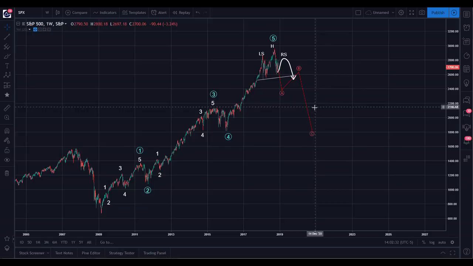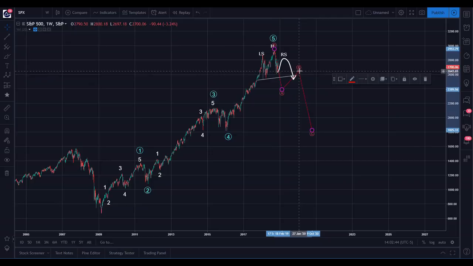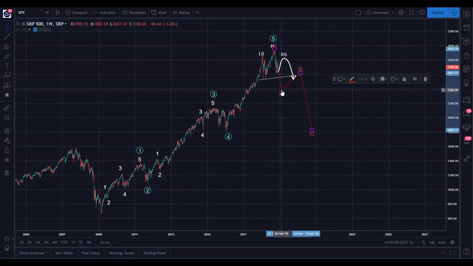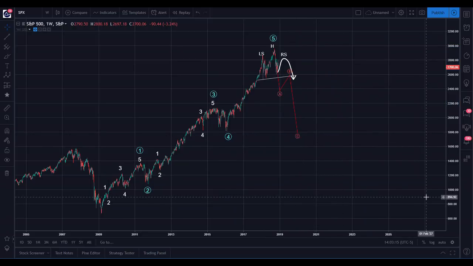I think once the A finishes, most, if not all of 2019 will be spent in a slow climb on the B bounce. And probably the C wave decline could take place in 2020. But then again, I said to you, everything could be scrunched into a very swift decline.